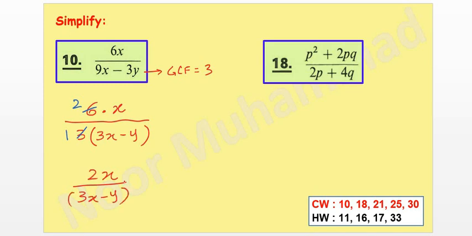If you put this bracket in the final answer, fine. If some of the students do not want to put this bracket, that is also correct. Okay, now better pause the video here and solve question number 18 on your own.